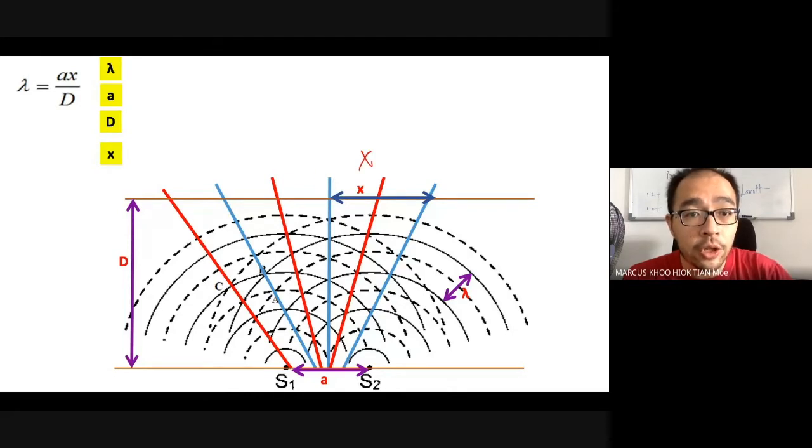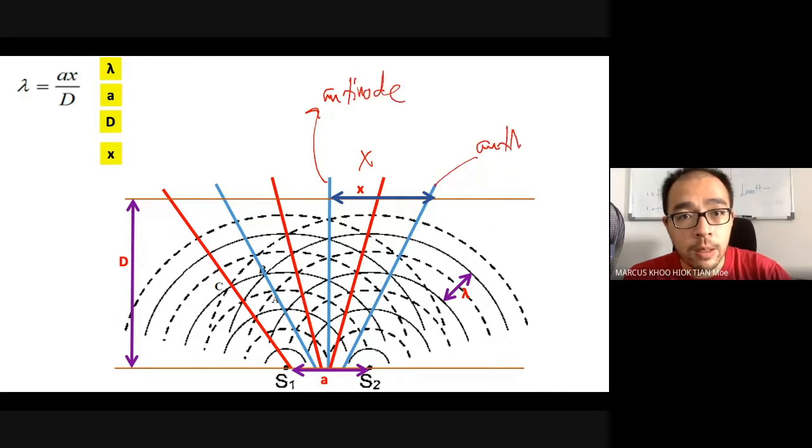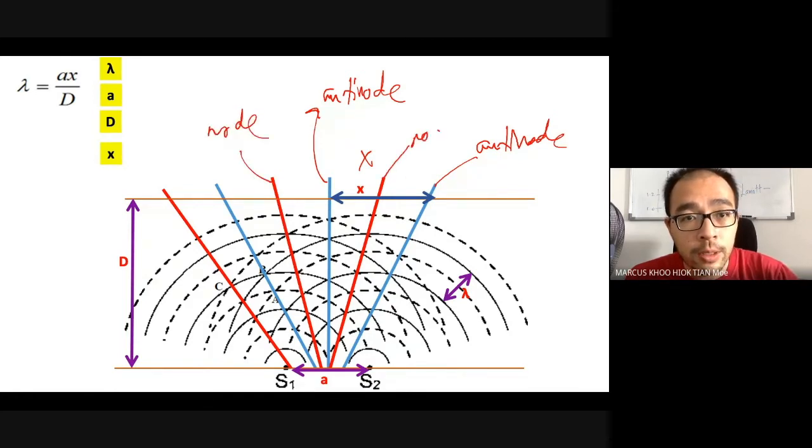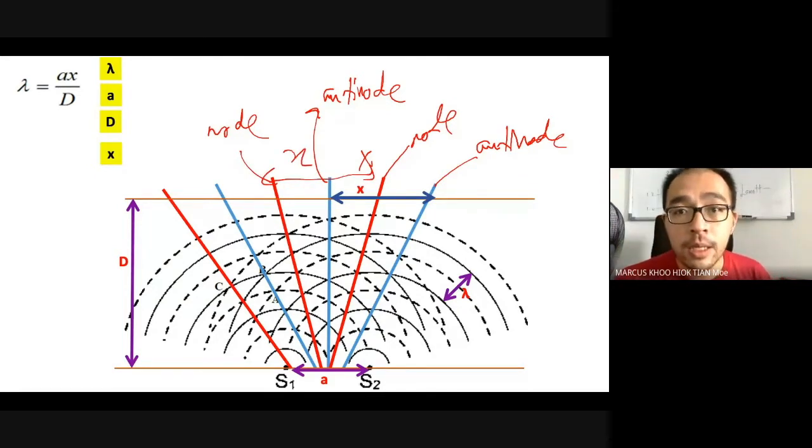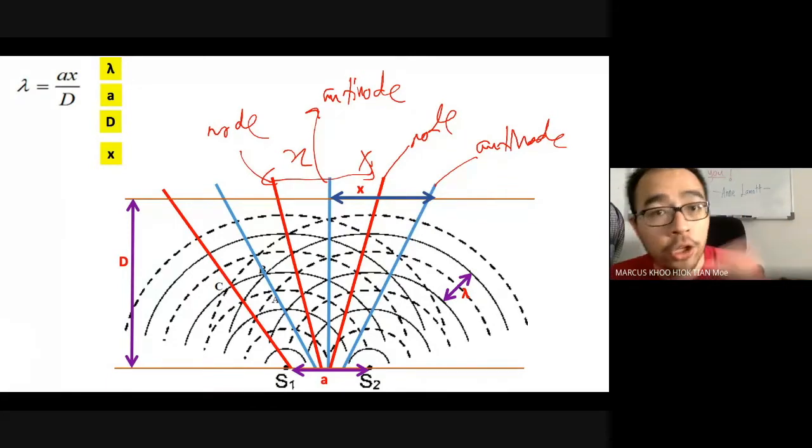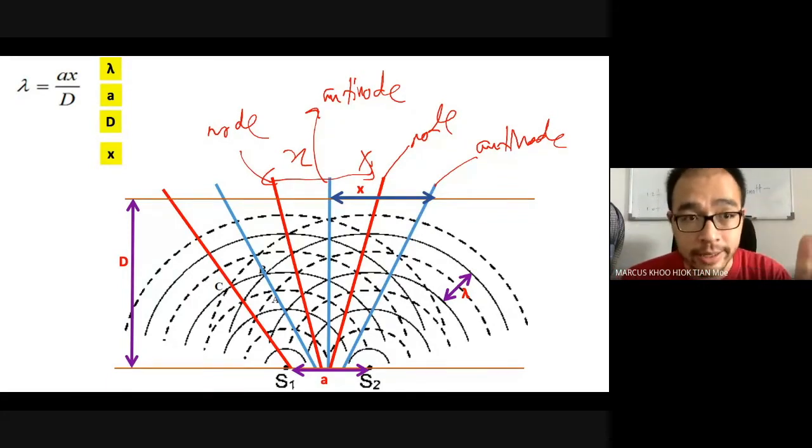What is this? This is antinode. From one antinode to the next antinode, or from one node to the next node, this also can be an X, as long as it is from antinode to antinode, not antinode to node. That's not X. So remember the 3 letters I showed you just now.